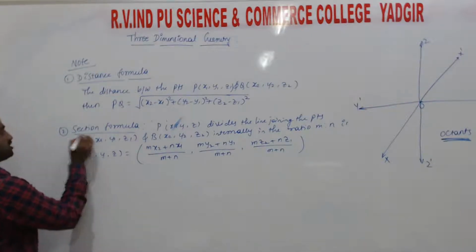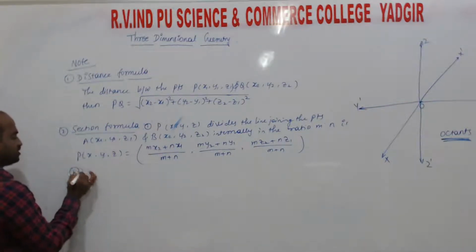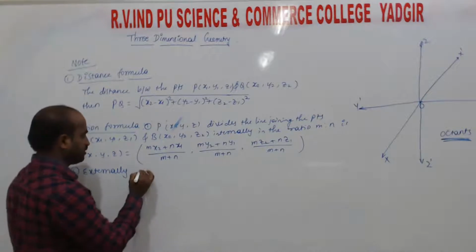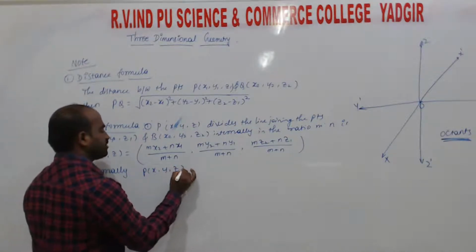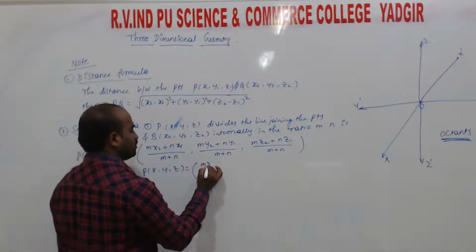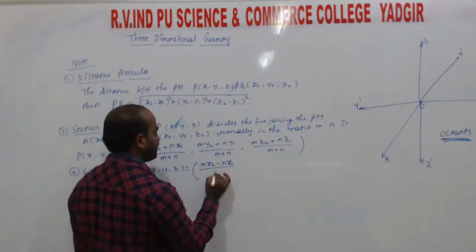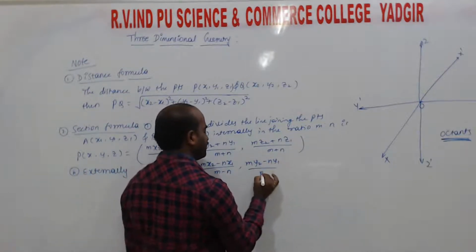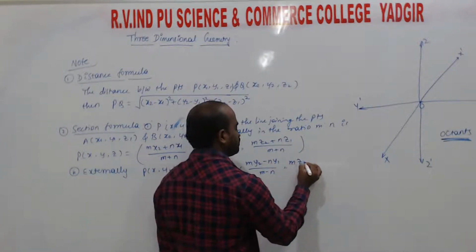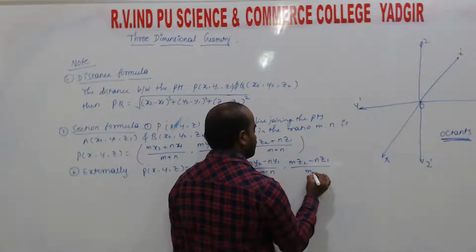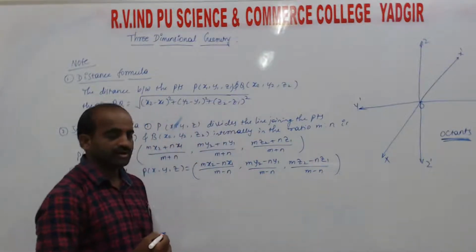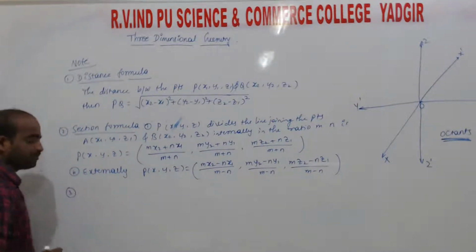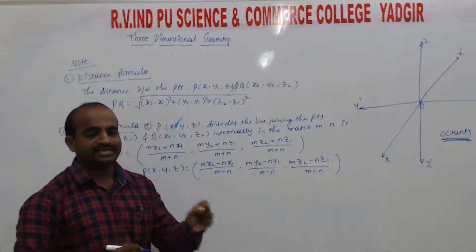That is the first one. In the second, externally in the ratio m is to n. Same way, P(x, y, z) equals (mx2 minus nx1) divided by m minus n, (my2 minus ny1) divided by m minus n, (mz2 minus nz1) divided by m minus n. This is the section formula for external division.